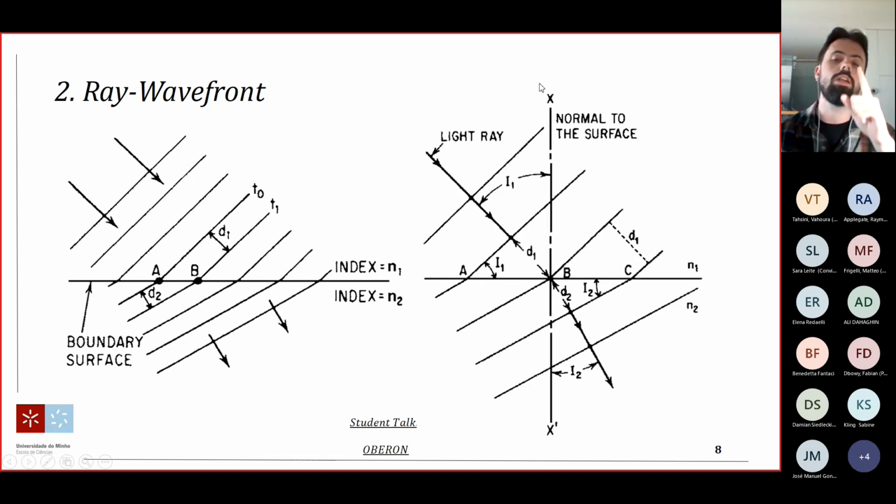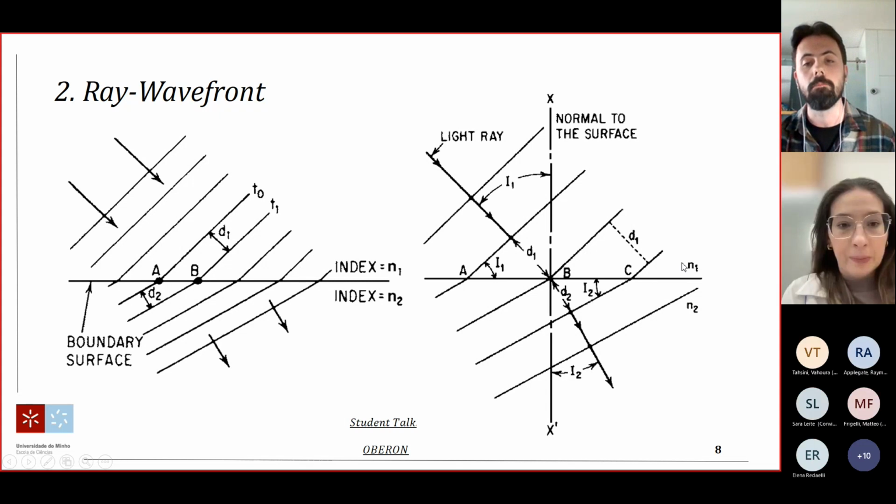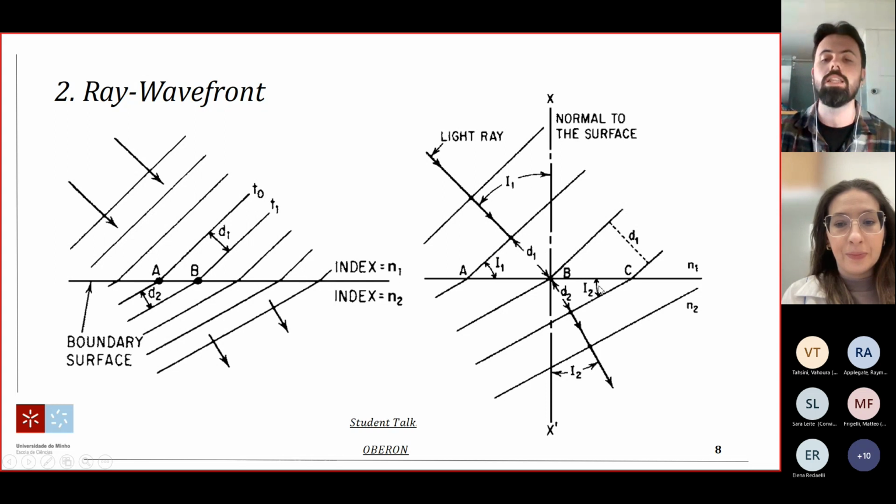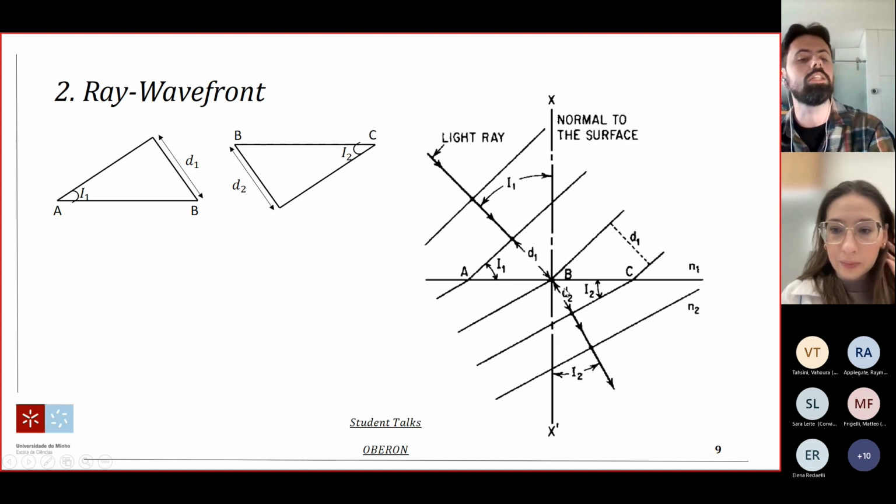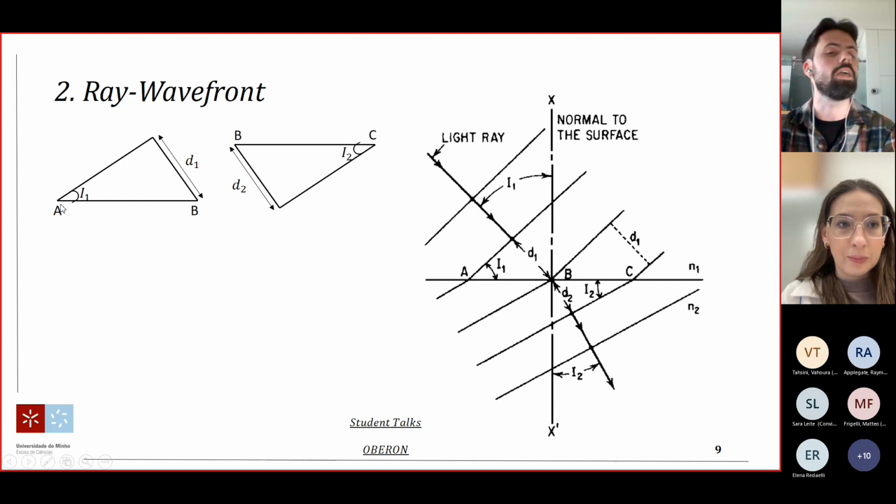And here now, we draw a normal line to the surface. What we want to find is a relationship between both angles and the properties of the media. It's easy to see that, by trigonometry, this angle is going to be the same as this one, and this angle equal to this other angle. So we have two triangles, and it is quite easy to see that the sine of this angle is equal to this distance divided by AB, and the sine of this angle is equal to this distance divided by BC.